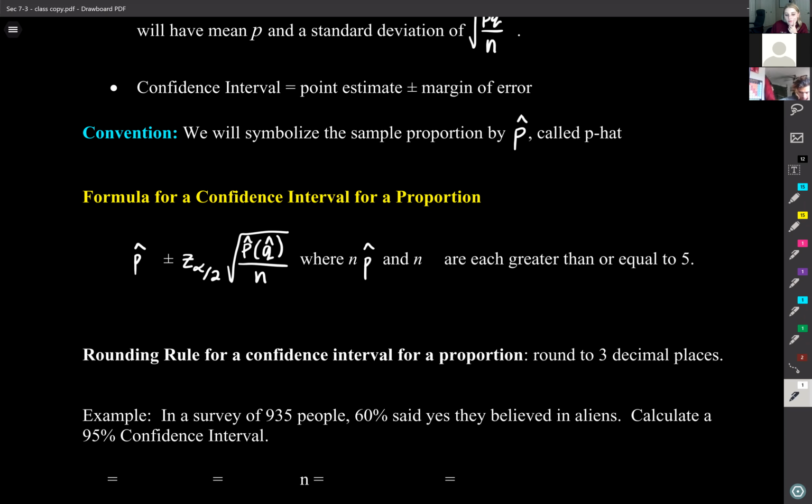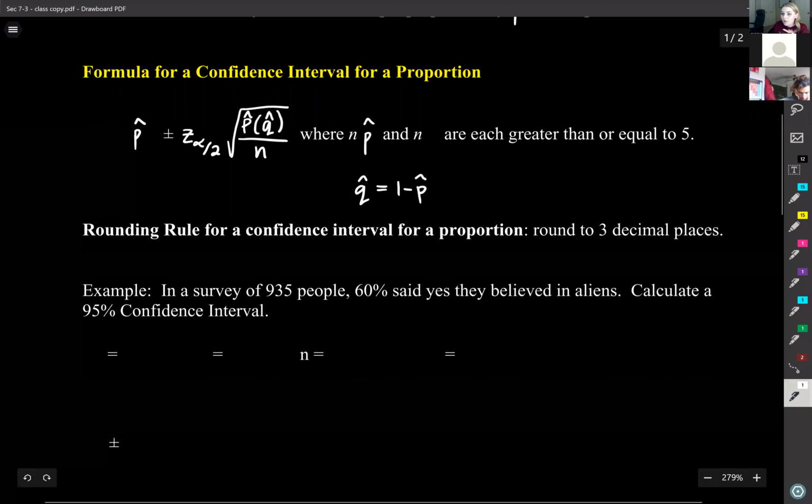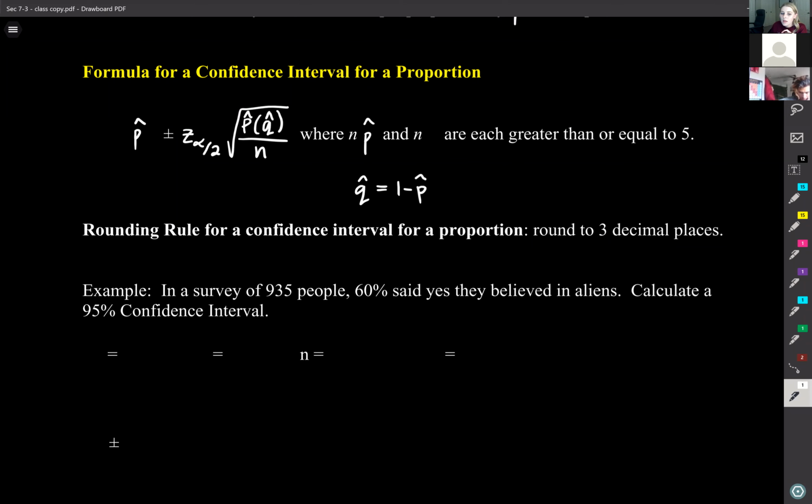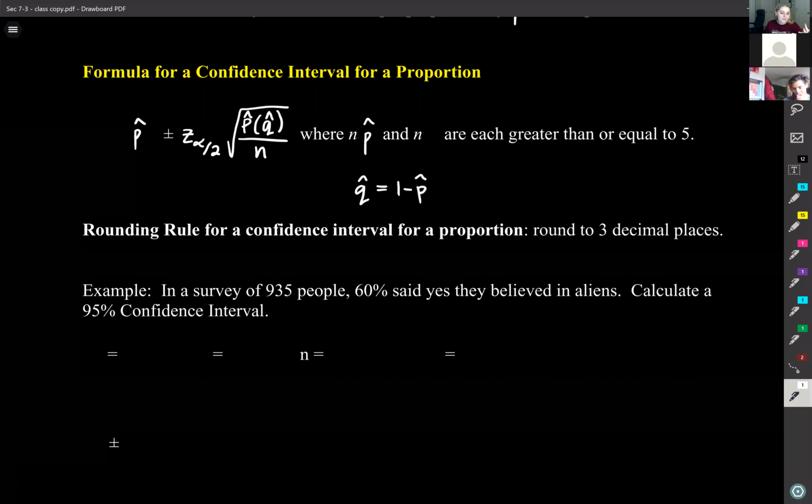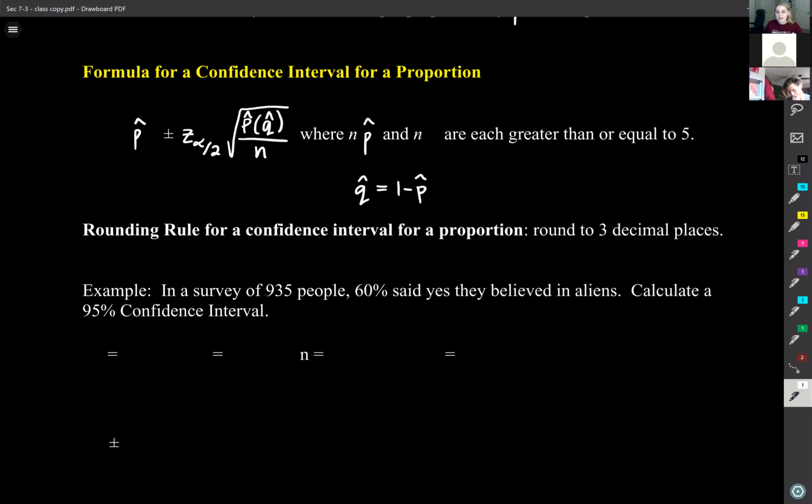Let's define q hat really quick. Q hat is equal to 1 minus p hat. This should ring a bell from probability, where if the probability of something happening was P, then the probability of it not happening was 1 minus P. We talked about the probability complement. I can't remember the word now, but you know what I'm talking about. We would say the probability of doing this is 1/4, and the probability of it not happening is 3/4, which is 1 minus that. You'll see why it has a similar look, why we find q hat by doing 1 minus p hat.